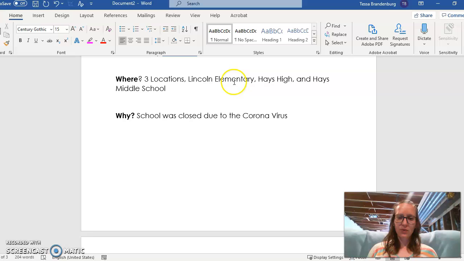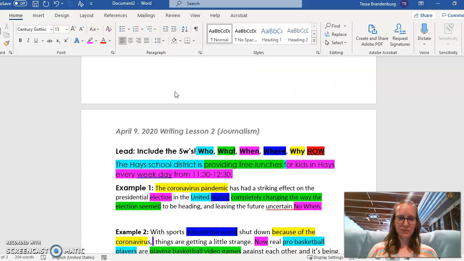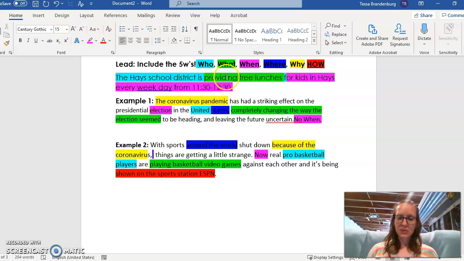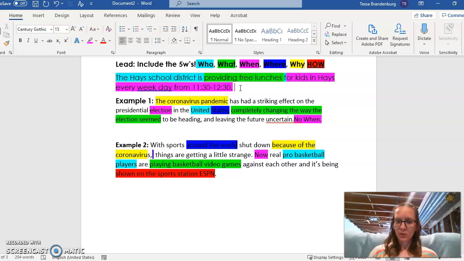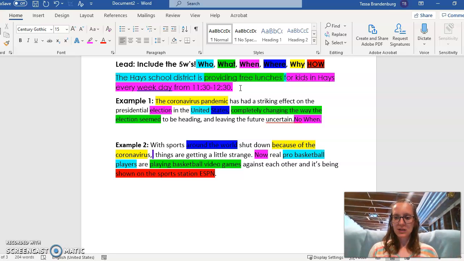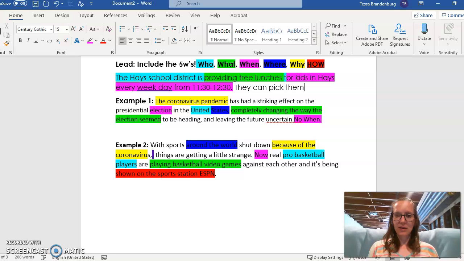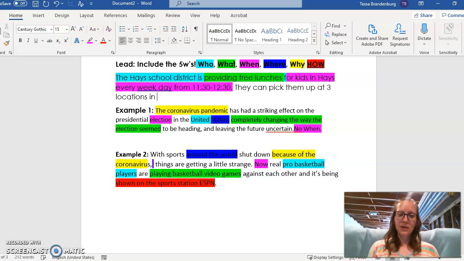Then my where. There are 3 locations. So we put that earlier. So let's see. The Hays School District is providing free lunches for kids in Hays every weekday from 11:30 to 12:30. So where can they pick them up? So I'm going to use a sentence. They can pick them up at Lincoln. Well, actually, I could just put at 3 locations. Right? So I could do it either way, I guess. I could put at 3 locations in Hays, or at 3 locations. Or I could also put at every school.